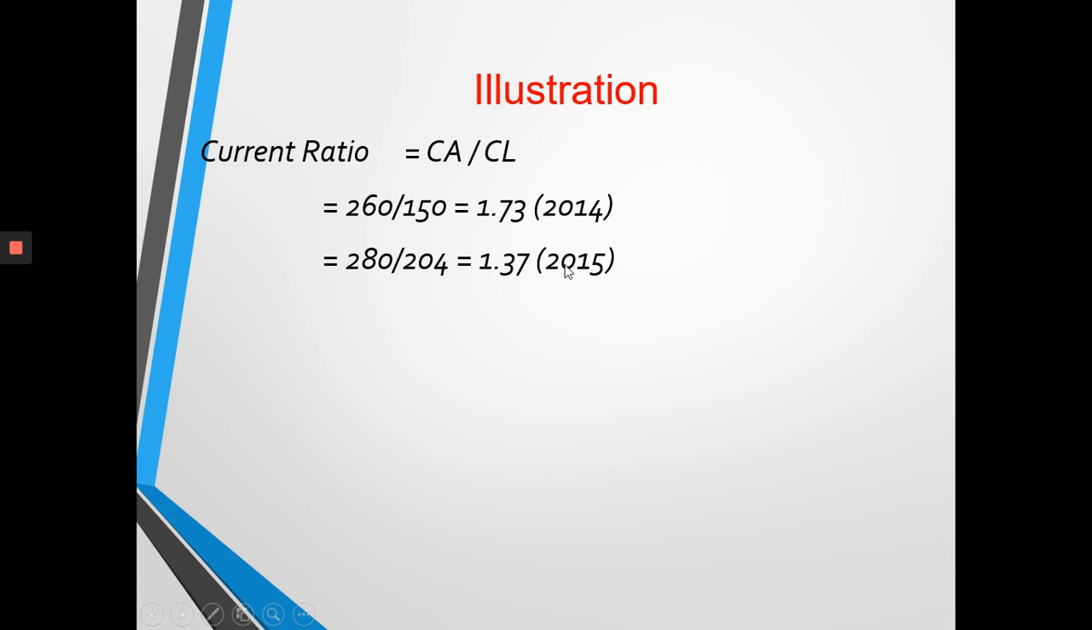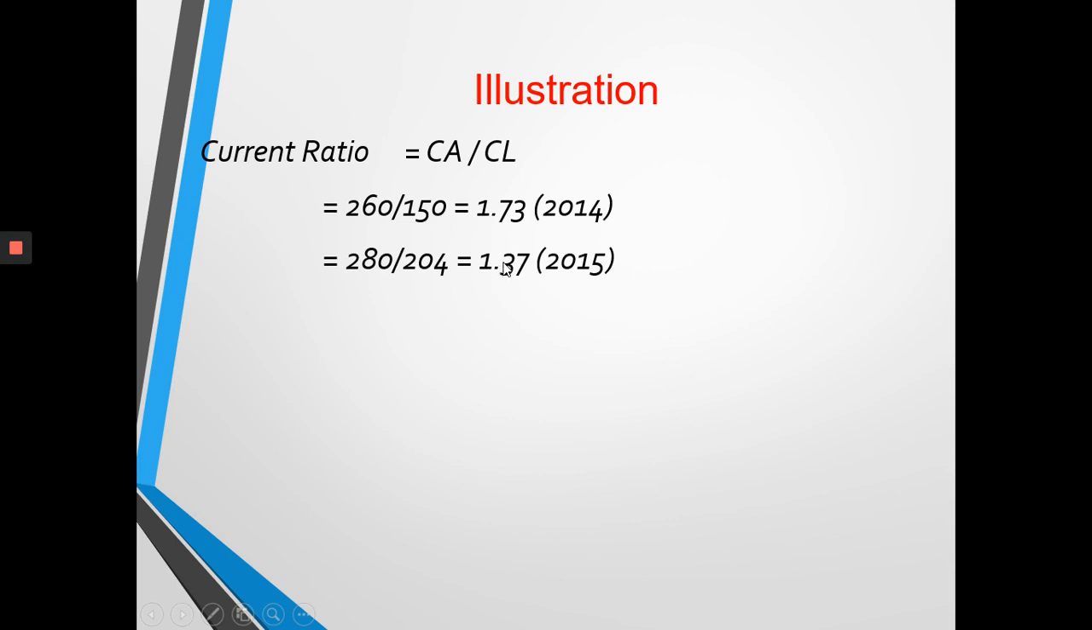Which one is better? 2014 is of course better than 2015, because 1.73 is higher than 1.37, which means you have more current asset to cover your current liabilities, right? 1.73 times you have current asset to cover your current liabilities. Here you have only 1.37 times to cover your current liabilities. But is it ideal? No.